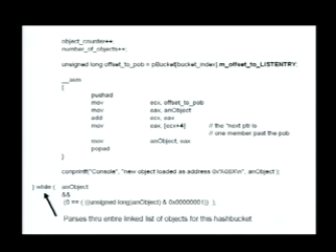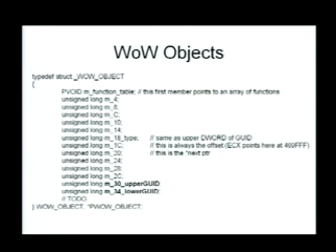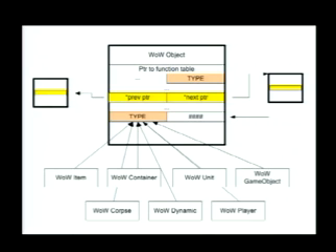Here's the structure for a WoW object. 30 and 34 hex offsets are the GUID. We also have a type. The type is actually very important because the type tells us what it is. Container, item, unit, game object, corpse. And this is how we can detect if we're looking at an enemy that we can kill.